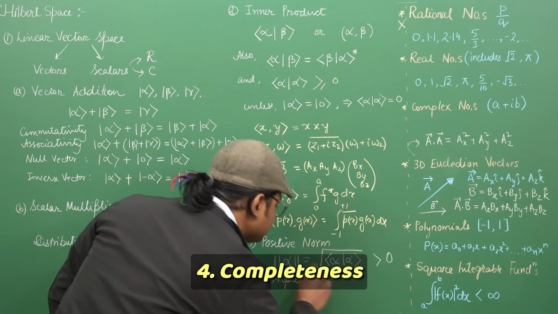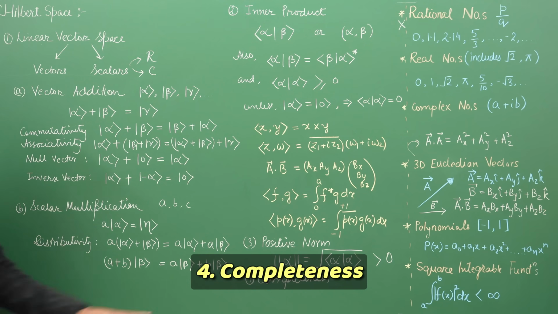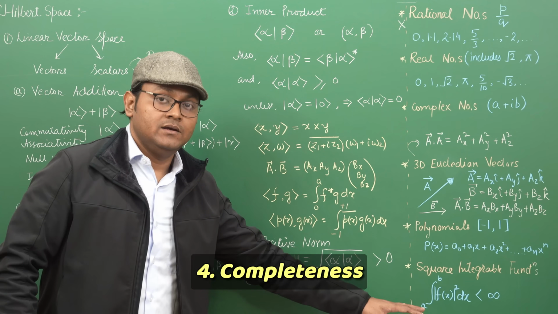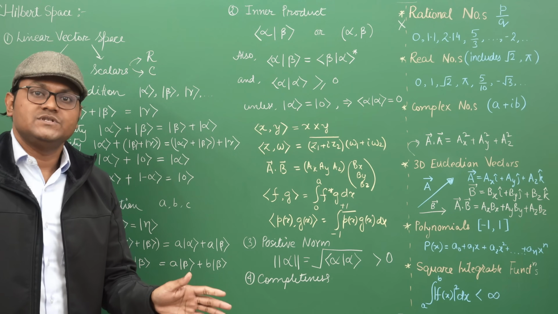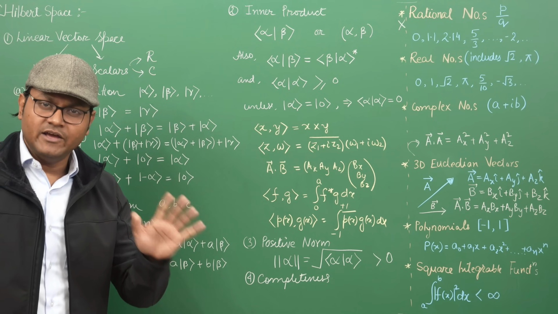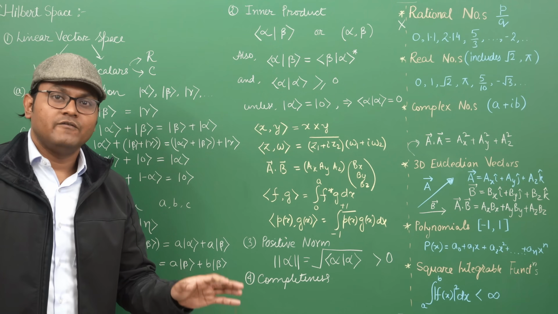A Hilbert space must be complete. Now, what is the meaning of completeness? I'm going to be talking about the property of completeness, and there is another property called separability, and these two are highly mathematical concepts. So I'm not going to be using mathematical definitions here because we are physicists.